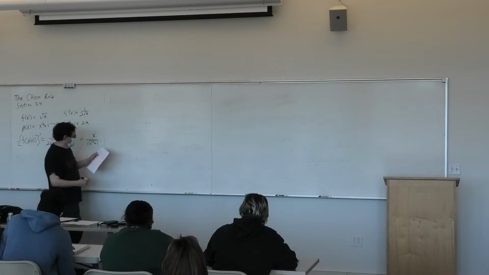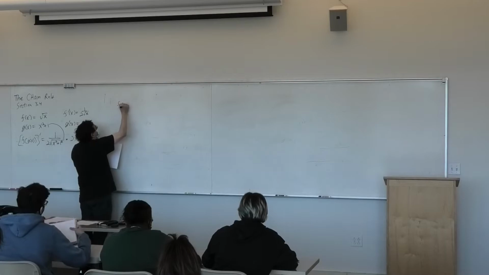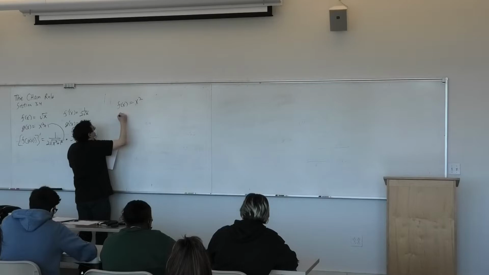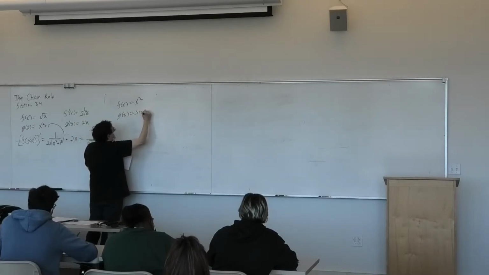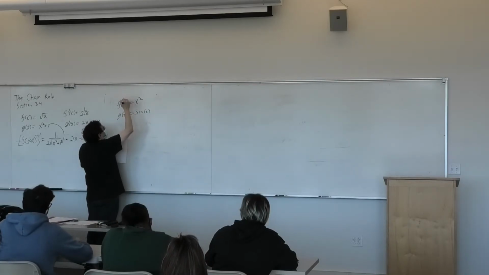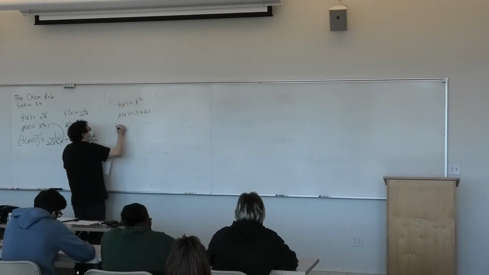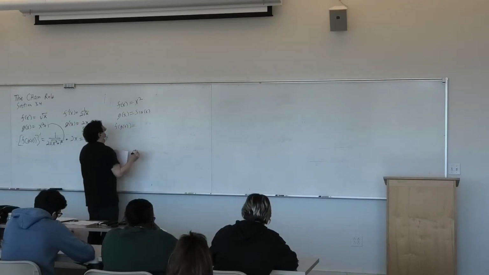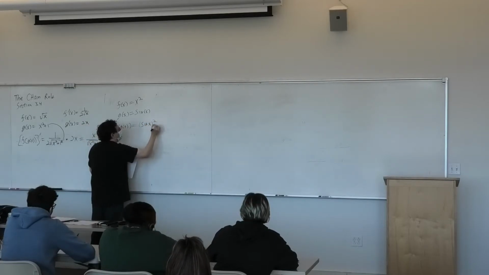Let's do something a little more exotic looking. f of x equals x squared, and g of x equals sine of x. So really what I'm saying is, f of g of x is what? Sine of x squared.